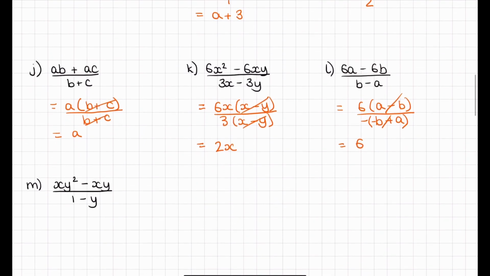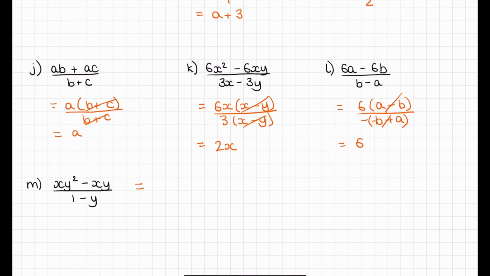And it's the same idea here with M. So if we can factorise out xy on the numerator, we'll end up with a y minus 1. And now with the denominator, we could factor out negative 1, so we'll get minus 1 plus y, which means we can cancel those. And we'll end up with xy over negative 1, which will give us negative xy.